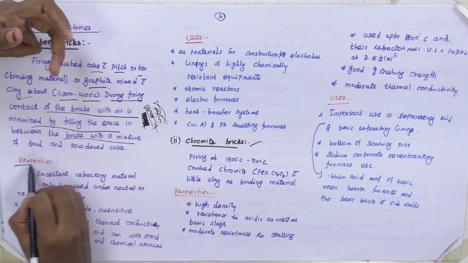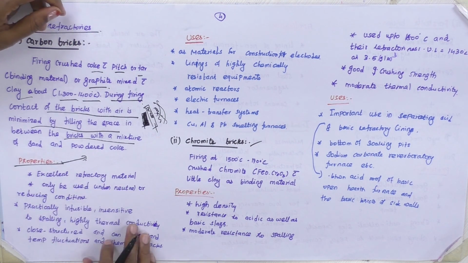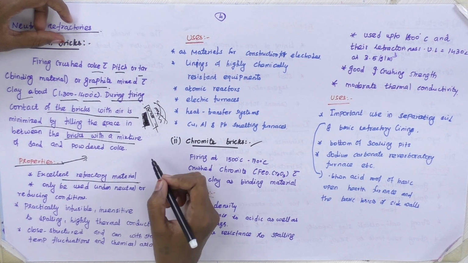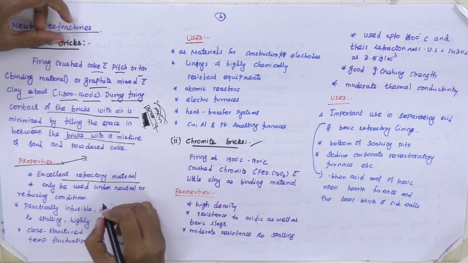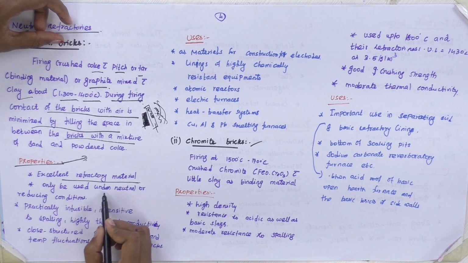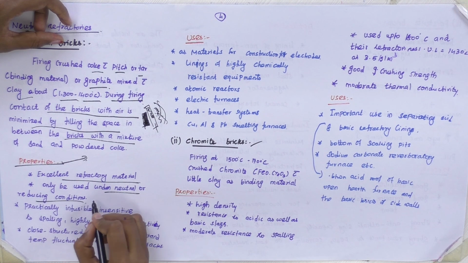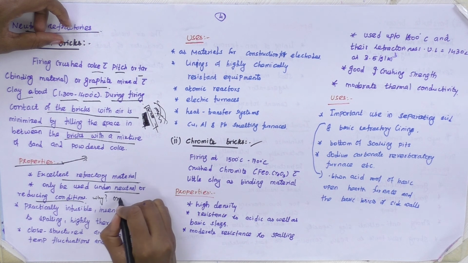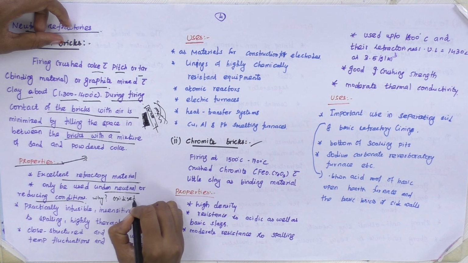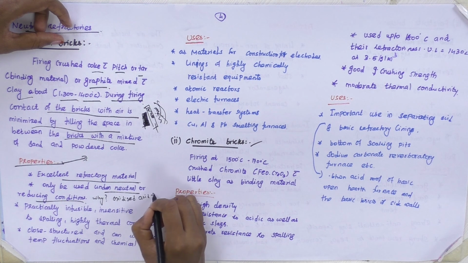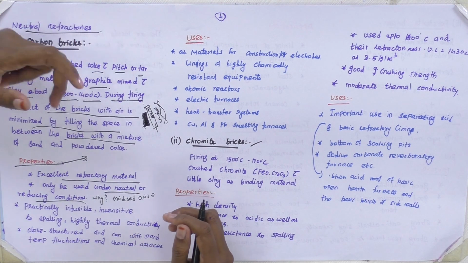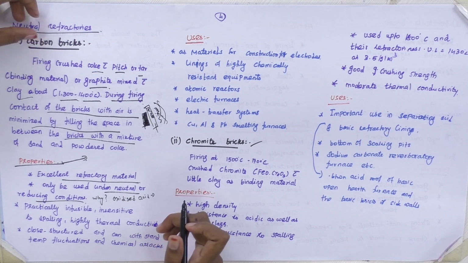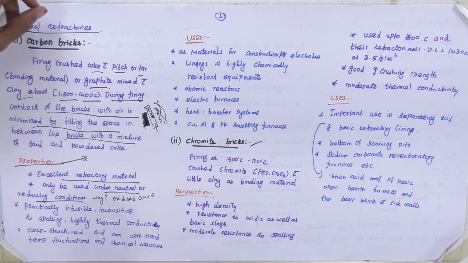So next we are moving to the properties of carbon bricks. It is an excellent refractory material, but it can only be used under neutral or reducing conditions. Why? Because if we use it in oxidizing conditions, in open air, or exposed to acid, it easily gets oxidized due to the highly reactive nature of the carbonaceous materials present in carbon bricks.